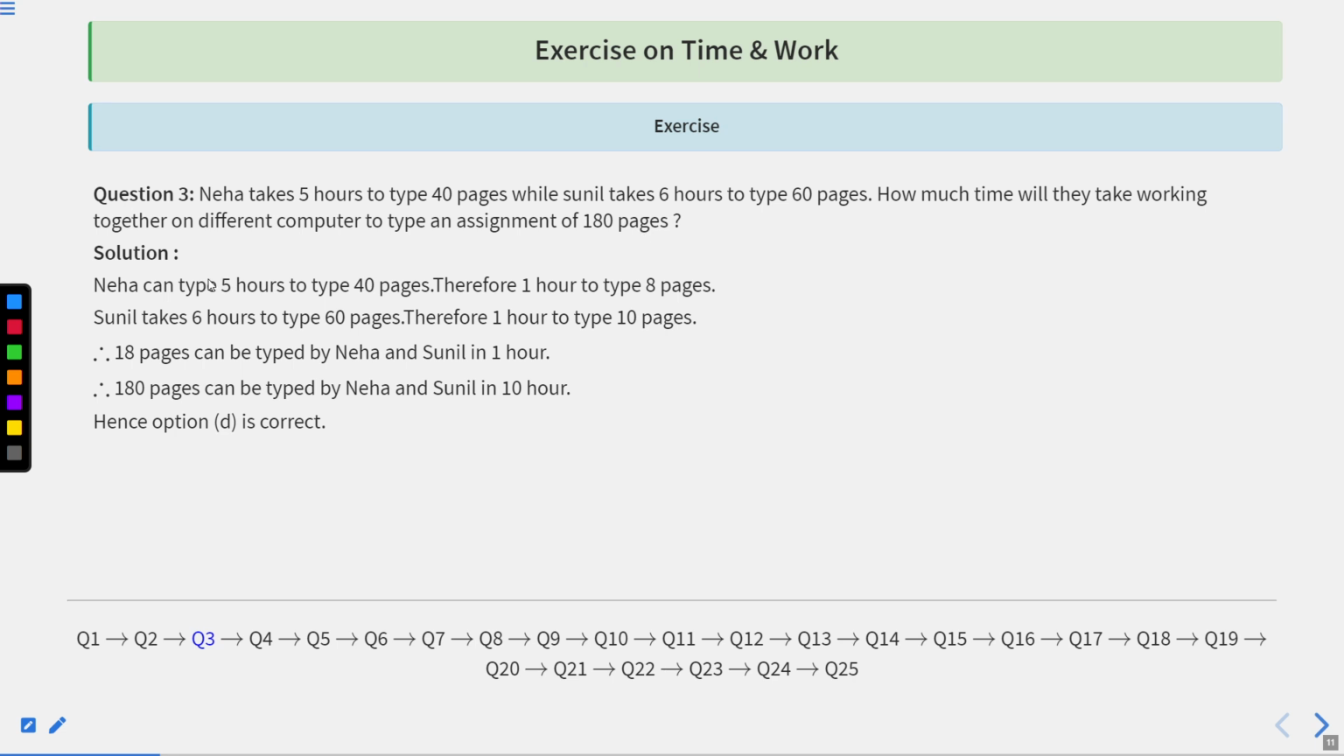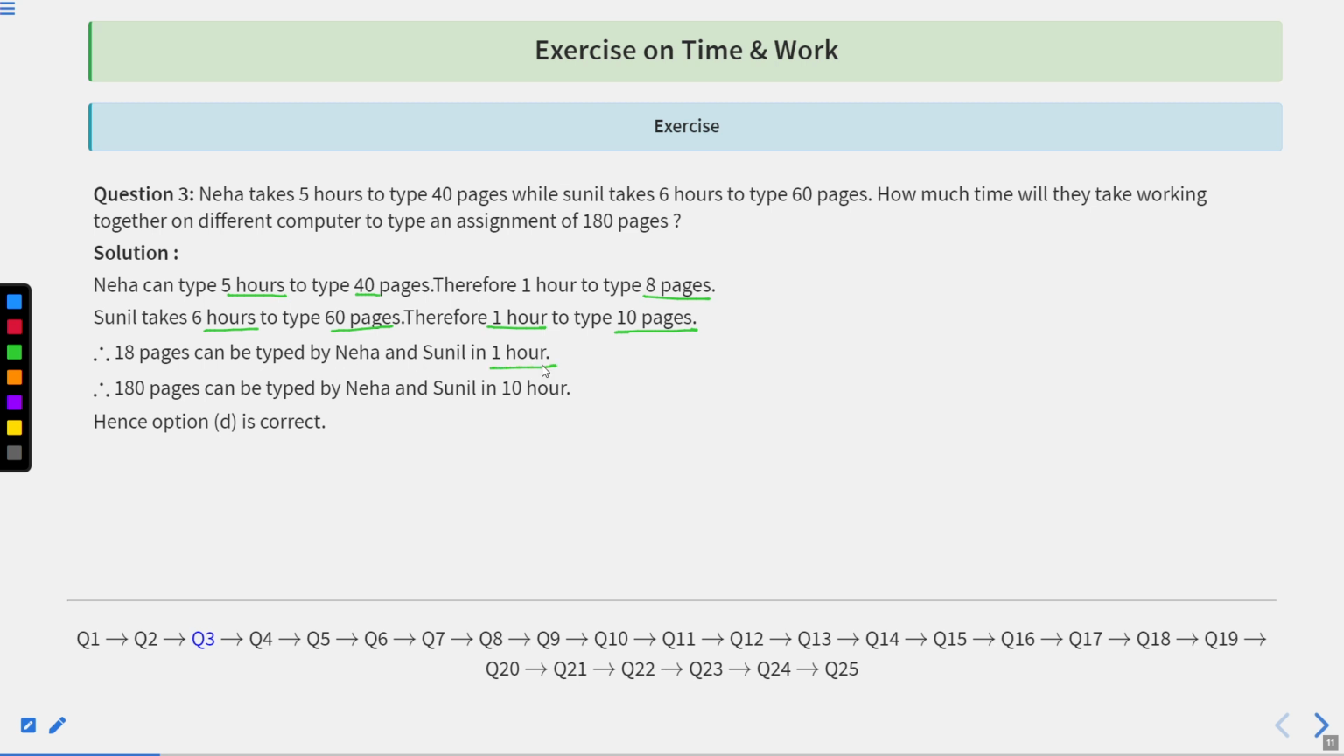So solution. Neha can type 40 pages in 5 hours. So therefore she types 8 pages in 1 hour. And similarly, Sunil can type 60 pages in 6 hours. That means he types 10 pages every hour. Therefore, 18 pages can be typed by Neha and Sunil in 1 hour.